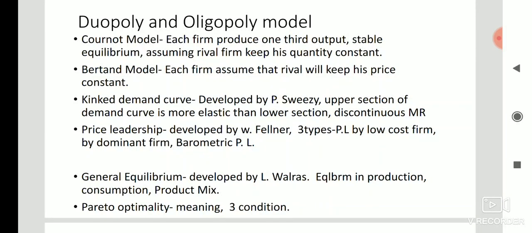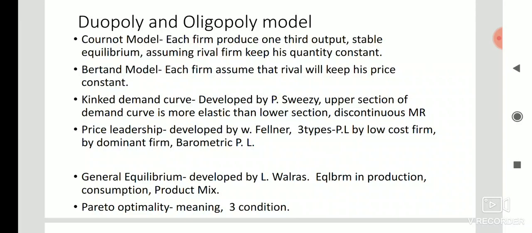Similarly, the third condition, simultaneous equilibrium in production and consumption of the product mix, requires MRPT, marginal rate of product transformation between X and Y, to be equal to MRS XY, which must equal PX by PY.